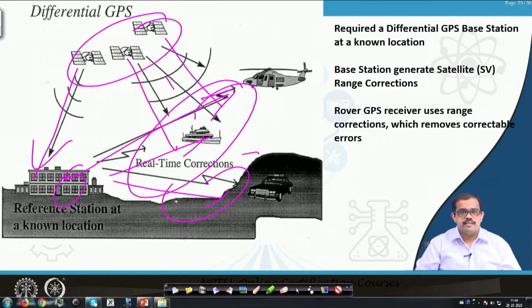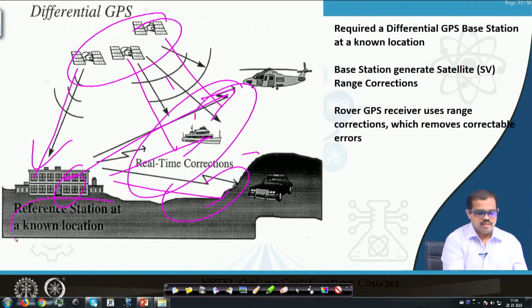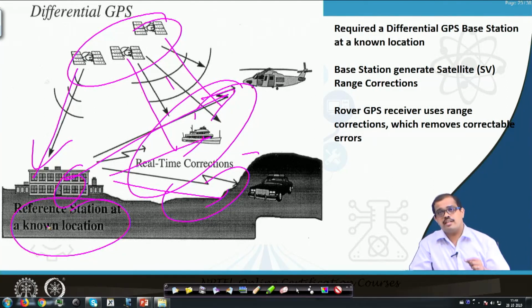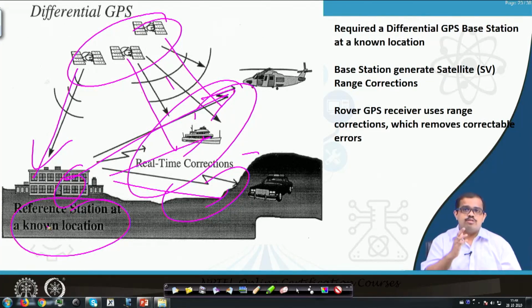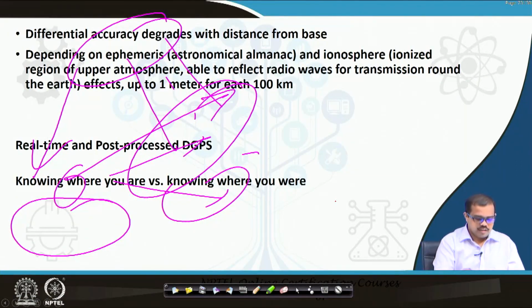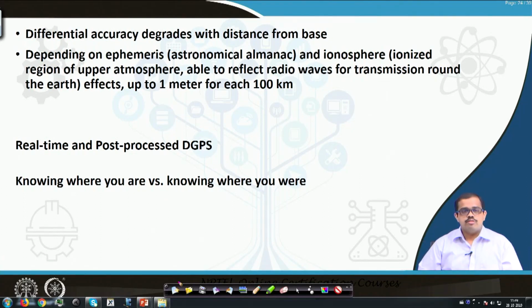So, what it basically needs is a well known reference station, a known location. When you look at the reference station, it basically does a range correction. Then the rover GPS uses these range corrections, which remove the correctable errors from your GPS signals. Once it removes the correctable errors, this is then communicated back into your navigation system wherever you are trying to apply it.